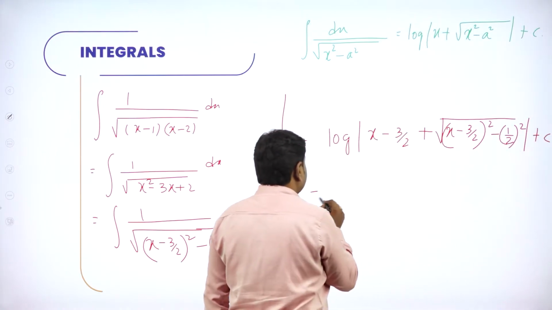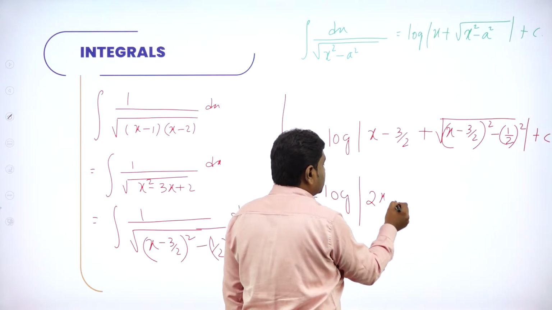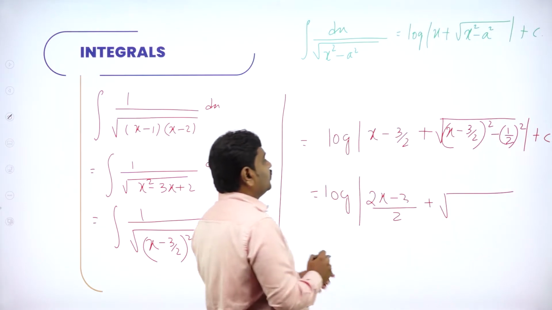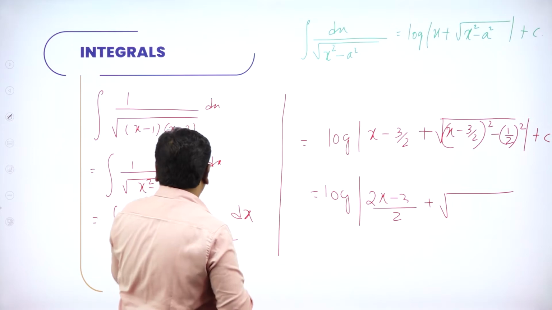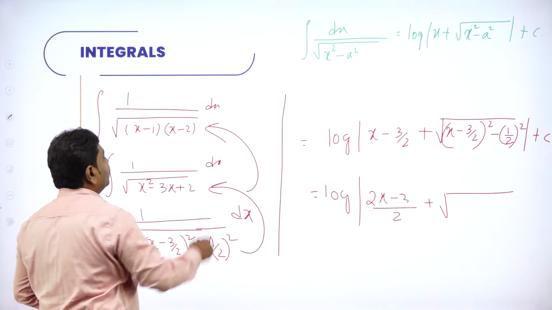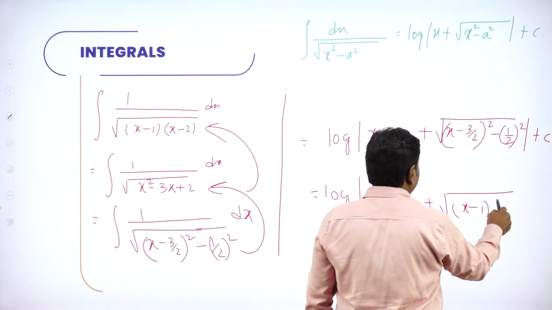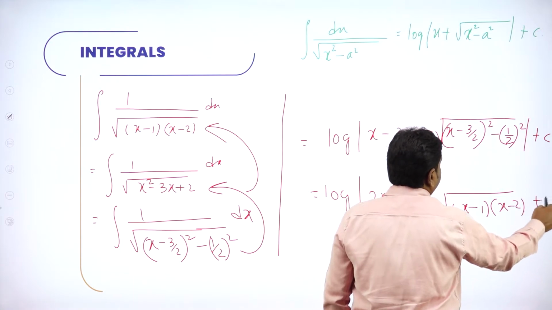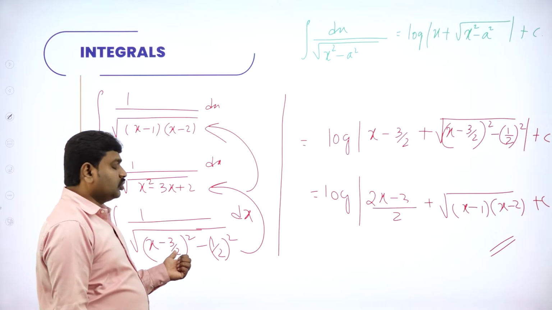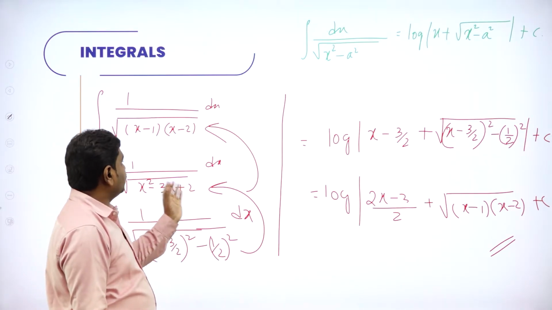Again further it is simple, log of mod of, if you want you can take LCM, so it will become 2x minus 3 whole thing by 2 plus root of the given problem. See, x minus 3 by 2 the whole square minus 1 by 2 the whole square can be written like this. Further that can be written like this. So therefore I can write it as x minus 1 into x minus 2 plus c, hence the proof. Because x minus 3 by 2 the whole square minus 1 by 2 the whole square can be written as x square minus 3x plus 2. You can write this, or you can write like that.